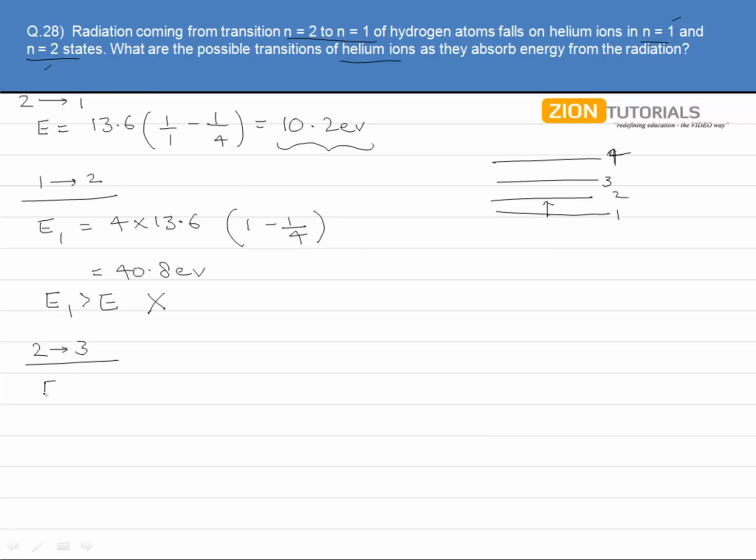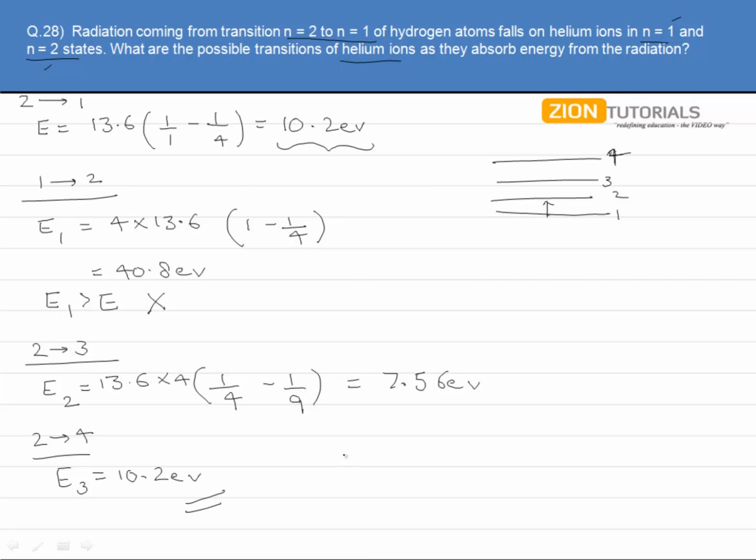If we mark that as energy 2, then we can find it as 13.6 into 4 into 1 by 4 minus 1 by 9, giving us 7.56 electron volts, which is less than E. Then this means that there is still a possibility of the second state being included. So let us see the transition from 2 to 4. If you solve this, we get the energy gap E3 to be 10.2 electron volts, which means that it is actually the transition from 2 to 4.